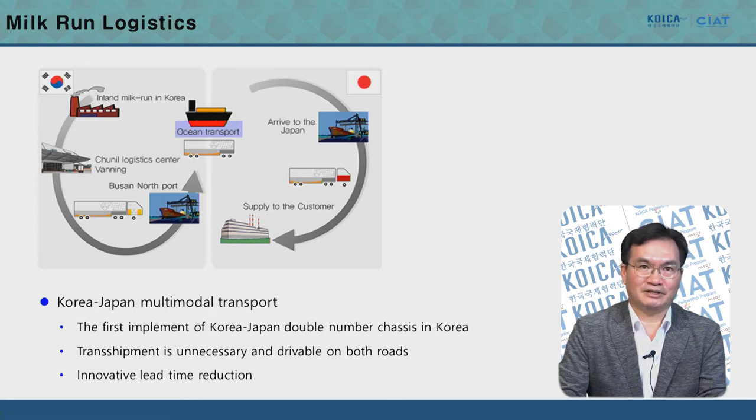This service can reduce logistics and inventory costs as well as shorten the lead time by using trailers with Korean and Japanese vehicle number plates with government permission. With the first implementation of Korea-Japan double number chassis in Korea, transshipment is unnecessary and the driver can drive on both roads. For example, the Japanese automaker could save about 20% of procurement cost of parts.